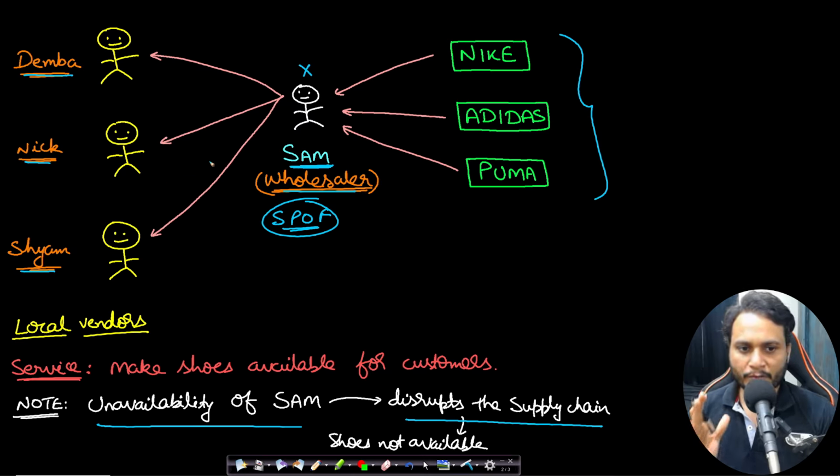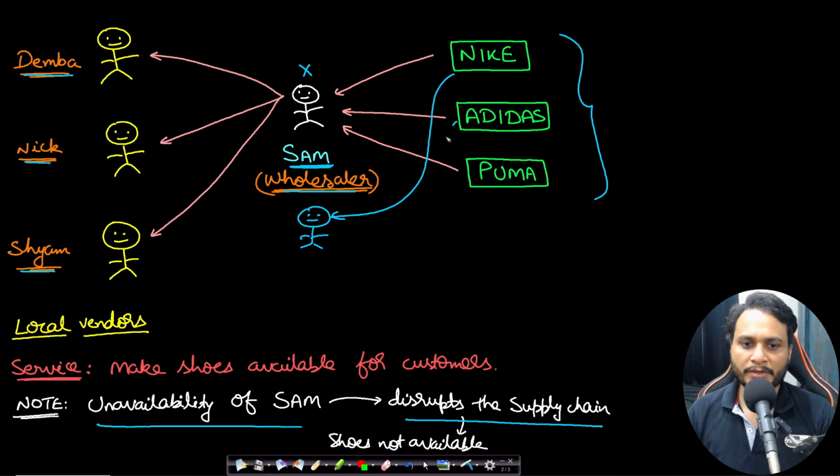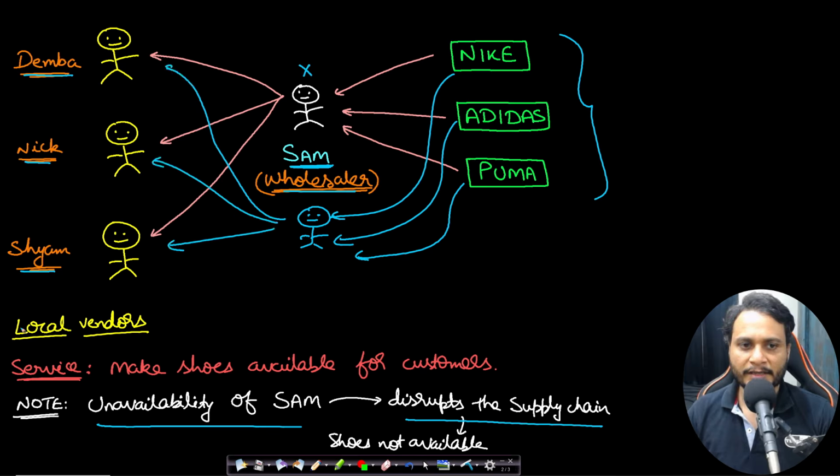So we don't want this thing to happen. We don't want to be dependent on just a single person, right? So what would be the solution in that case? A solution would be to find another wholesaler who is also connected with multiple top brands, and he takes the supply from these brands, and he can also supply to all of these local vendors, right? So in that case, if Sam is unavailable, and let's say this guy is Rick, then all the local vendors can go to Rick and take the supply, and also they can negotiate well between Sam and Rick, right? So there can be multiple benefits.